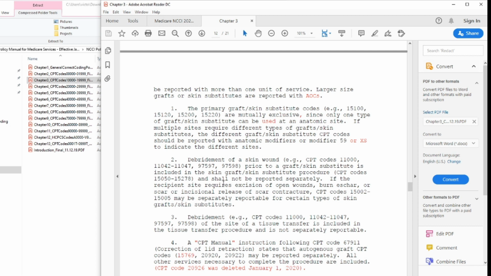And it's kind of interesting because it does almost bundle these types of codes so similarly with these debridement codes. Like it's talking about debridements, and then it says, oh well, if you're doing these site excisions of the open wounds or the burn eschar prior to putting the graft on, which is kind of like a debridement, that you can separately report that.